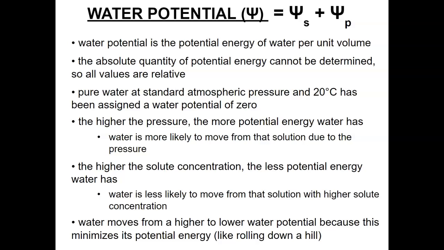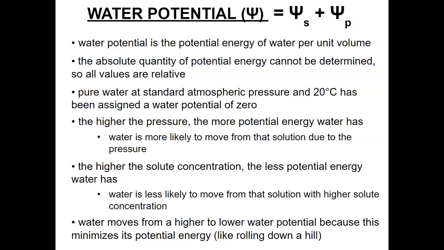But we also have to consider the solute concentration. The higher the solute concentration, the less potential energy that water has. That would mean that water is less likely to move from the side that has a higher solute concentration. So that means that if water is less likely to move from that side, there is a lesser water potential on that side because it has less potential energy.